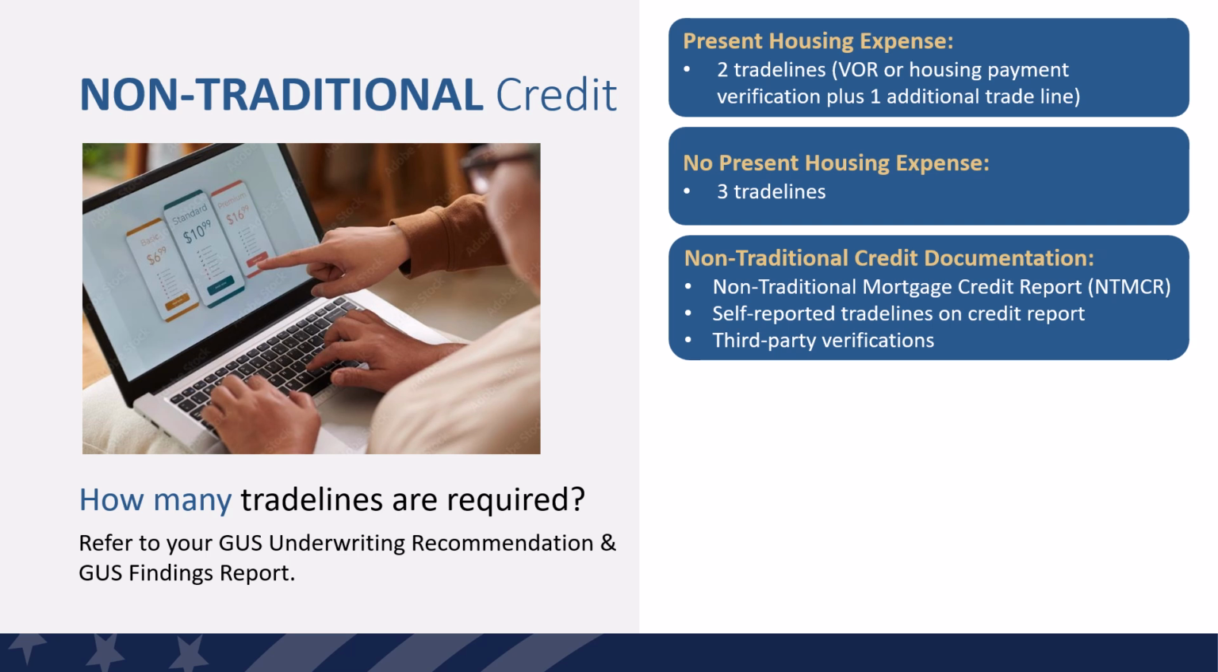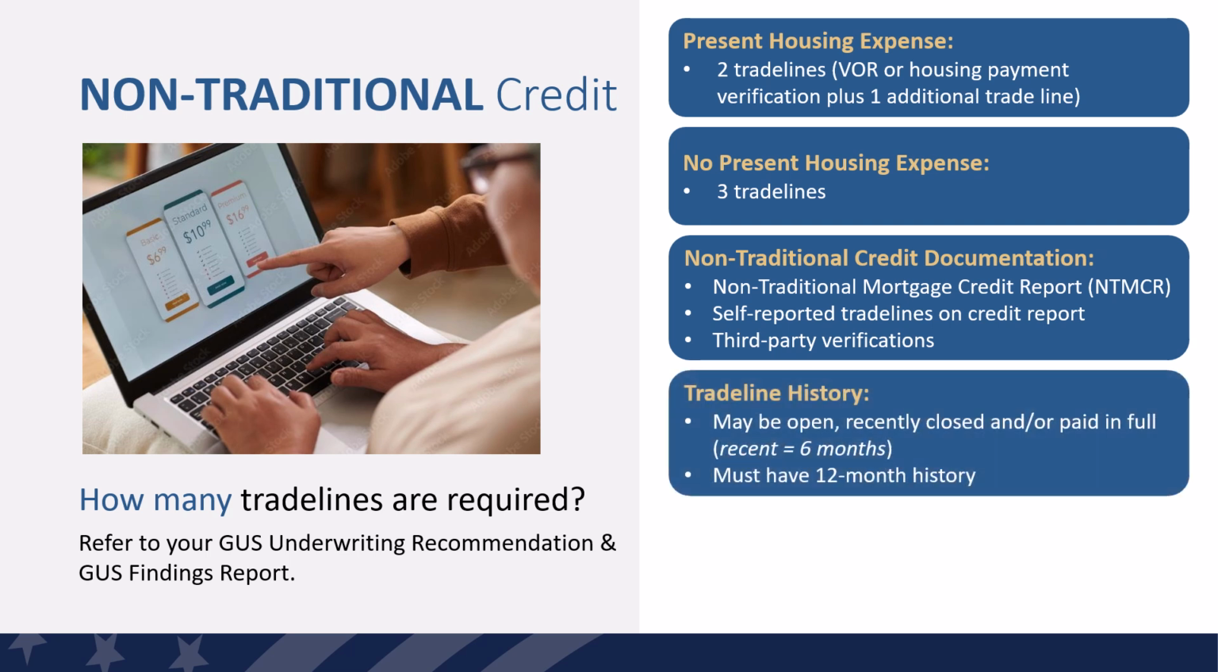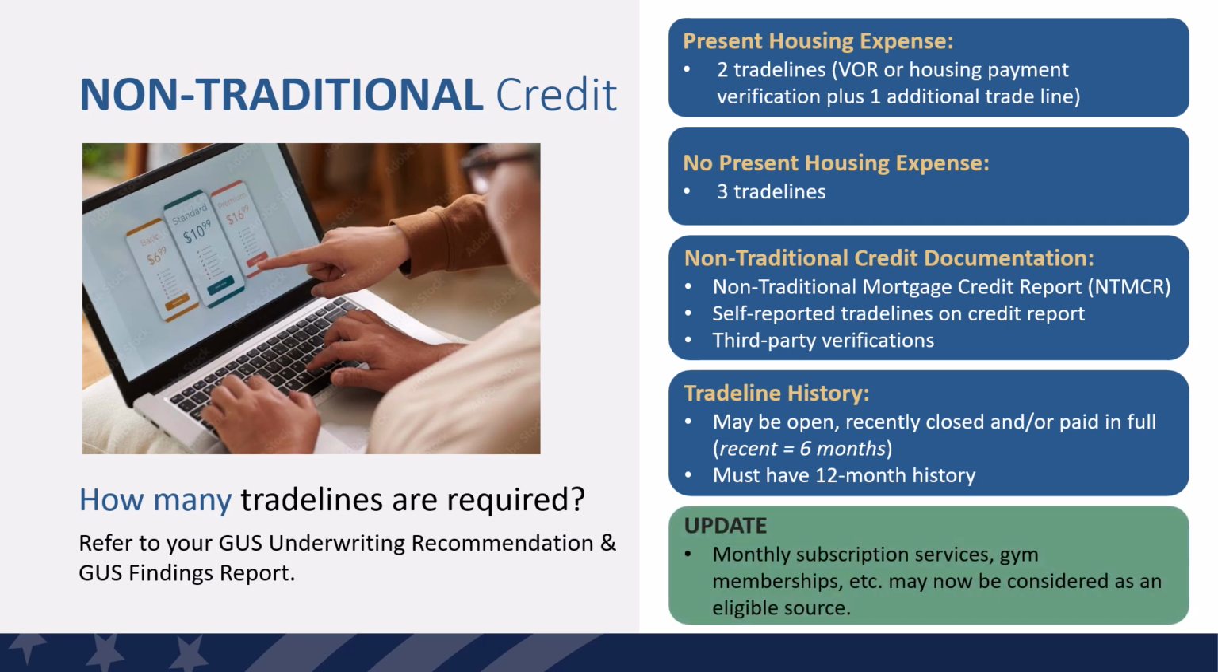An eligible non-traditional trade line must have a 12-month history and should not have been closed more than 6 months before the loan application. Acceptable non-traditional credit sources include, but are not limited to, renter housing payments, utility services such as gas, electric, water, landline telephone service, or cable TV, provided these services are not included in rent payments. A recent update now allows monthly subscription services such as gym memberships to be considered as an eligible source as well.